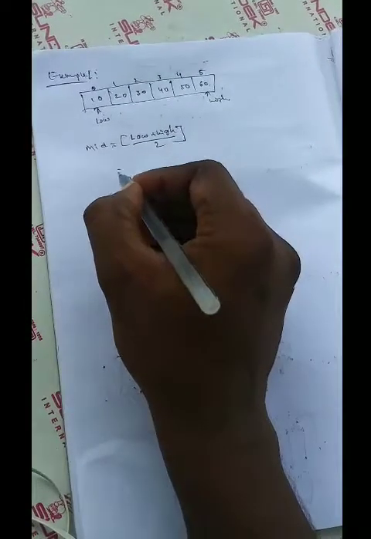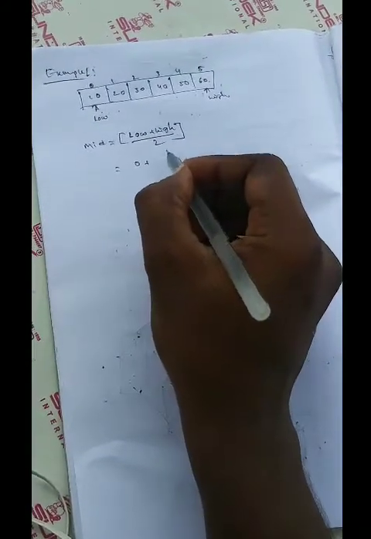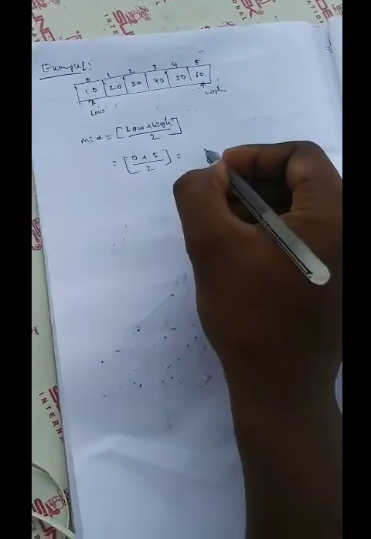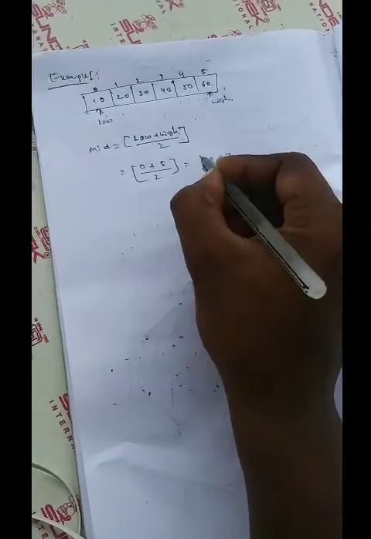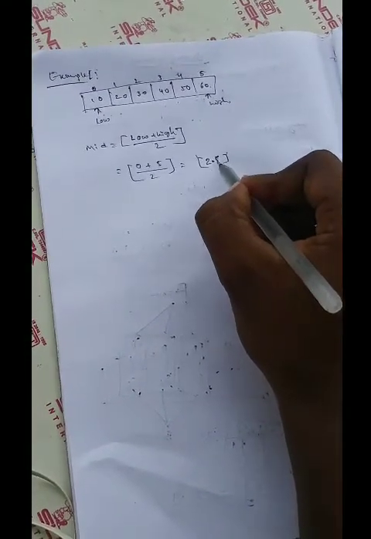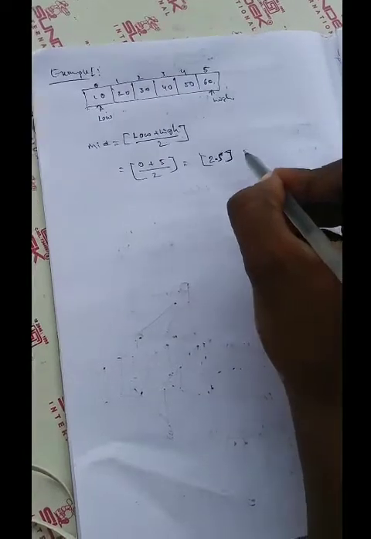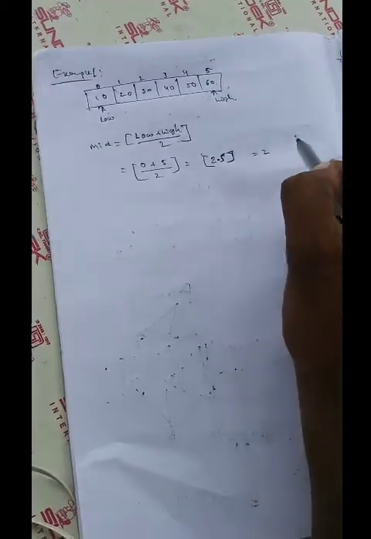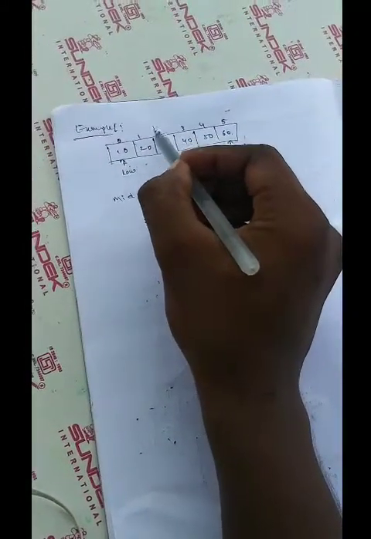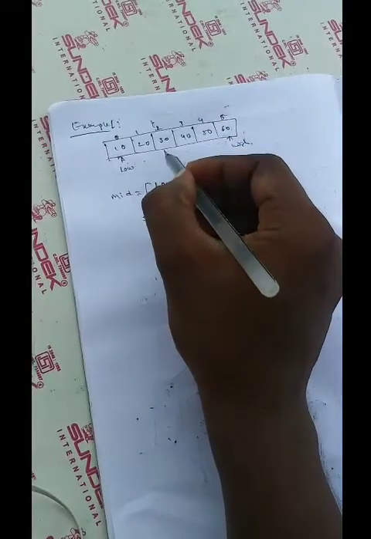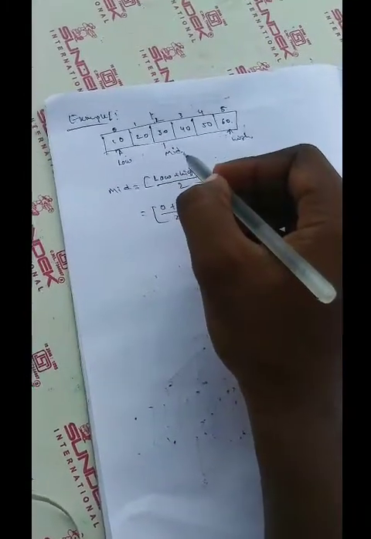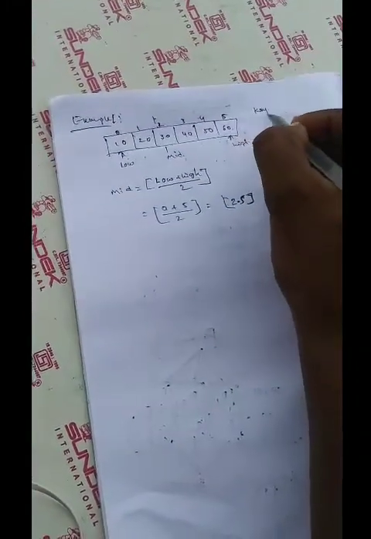First, the low value is 0 and the high value is 5. So 5 by 2 gives 2.5. We take the floor of whatever value we obtain, so that is 2. So our middle element is at index 2. This element is the middle of the array, the middle element.